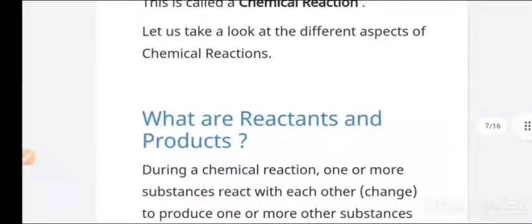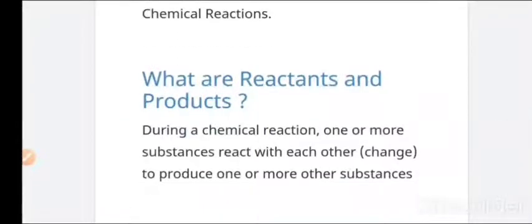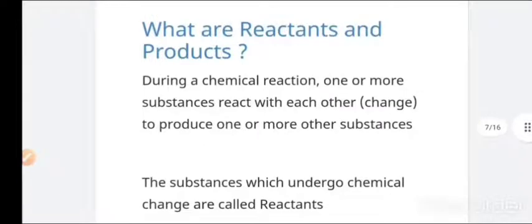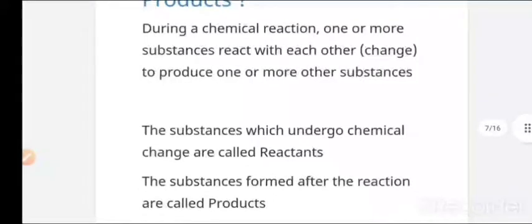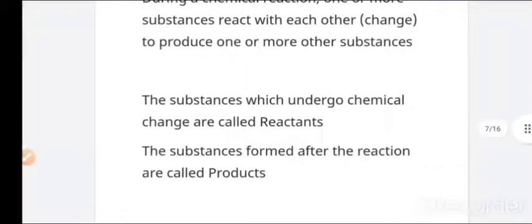What are the reactants? During a chemical reaction, one or more substances react with each other, that is known as the reactant, to produce one or more other substances. The substance which reacts is known as the reactant, and finally after the reaction, what we get, one or more substances, is known as the products. The substance which undergoes chemical change is called the reactant. The substance formed after the reaction is known as the product.